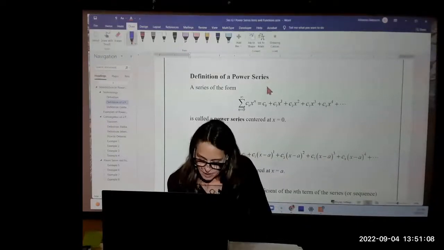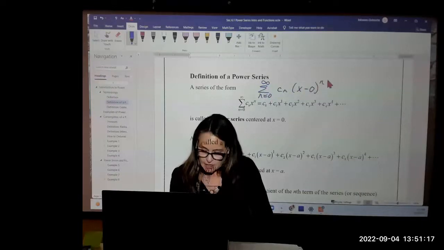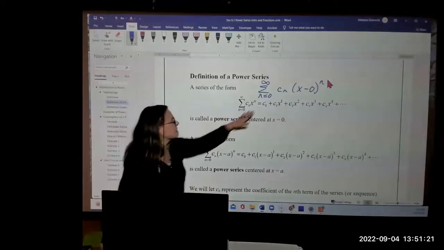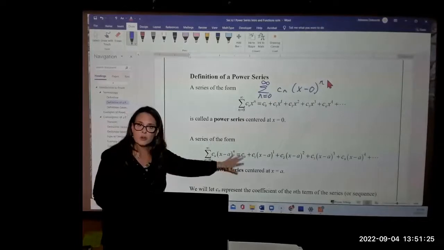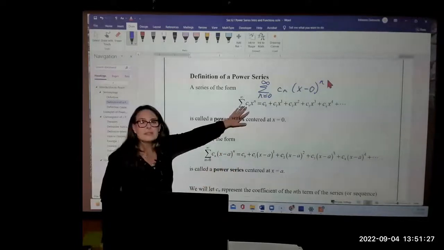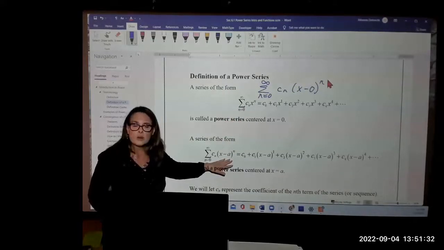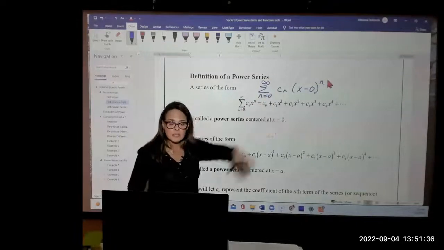So we could rewrite this one as the series from n equals 0 to infinity of c sub n times (x minus 0) raised to the nth power, and it would generate the same terms. So you can see that this one can be written in this form. This is a more general form. The other is specific to ones that are centered at 0, but this is general. And of course, if we let a be 0, then it just becomes this, which is this.